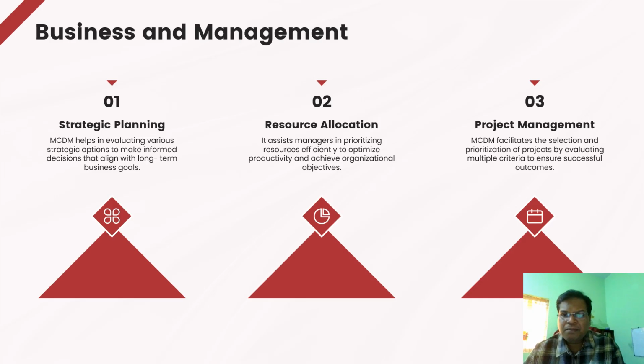And the third one is project management. MCDM facilitates the selection and prioritization of projects by evaluating multiple criteria to ensure successful outcomes. So these are the three things: which strategy we can use, what kind of resources we can use, and what kind of parameters we have to focus on majorly. There are different types of applications and case studies we can get. These are the major three things, and in the consequent videos we'll discuss more about it.